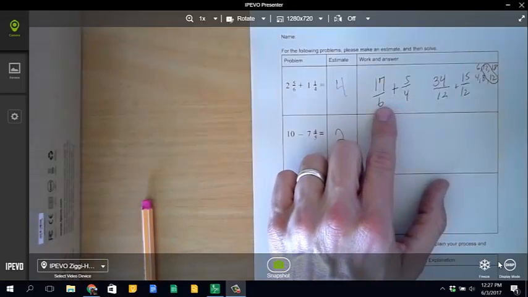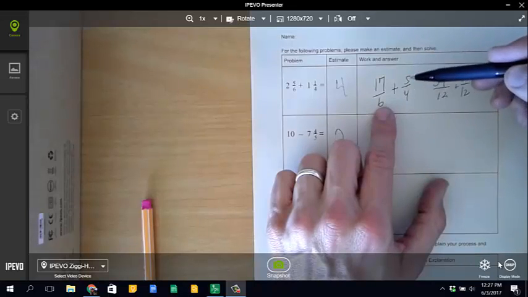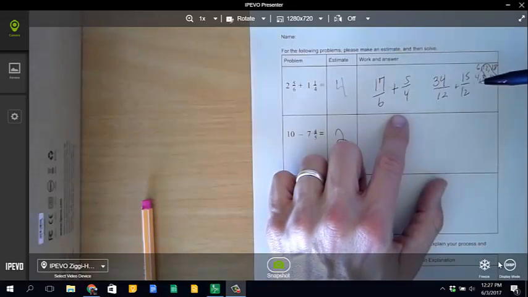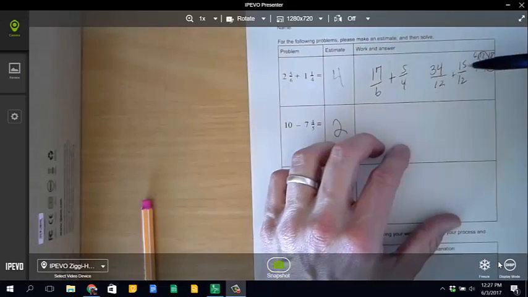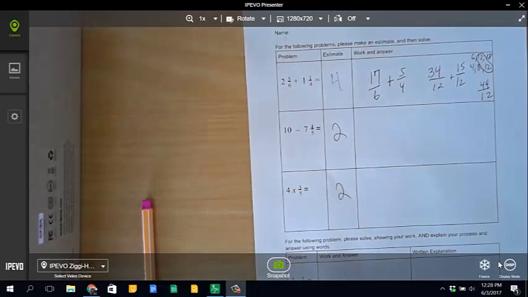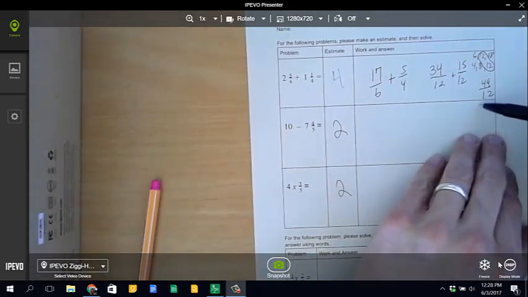So now I have the same size pieces. I've made the pieces smaller. So I have 5 fourths and change that into 15 twelfths, 17 sixths into 34 twelfths. Now I just add these together. I add the pieces, the amount of pieces I have, not the size of the piece. And 34 plus 15 is going to give me 49 twelfths. And you can leave it like that, and that's great. That's fine. You don't have to do the mixed number, but if you do want to do the mixed number, you have to understand this number down here, and that 12 of these equals 1 whole.